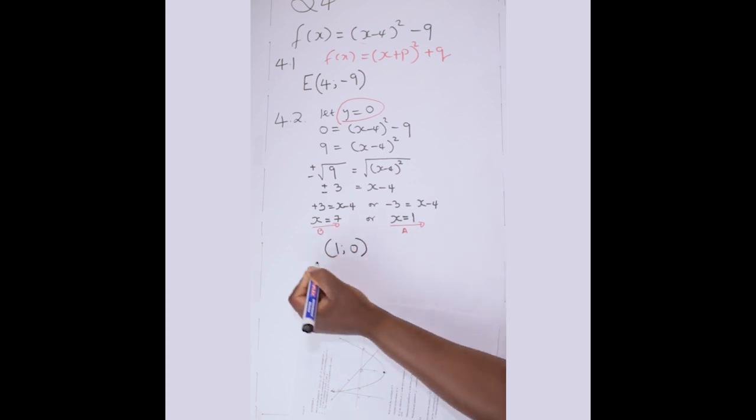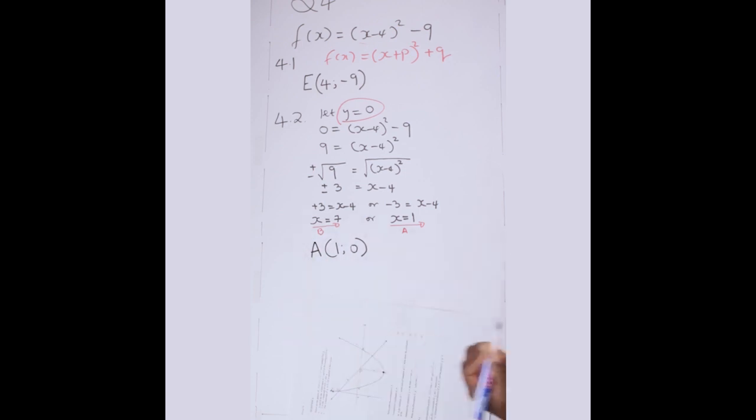That is the coordinate of A. That's what the question wanted you to do, and you get the 3 marks. It is straightforward and it's simple to do.